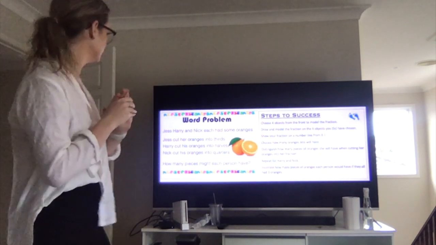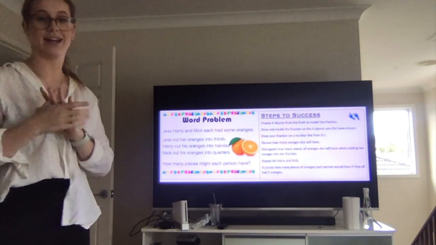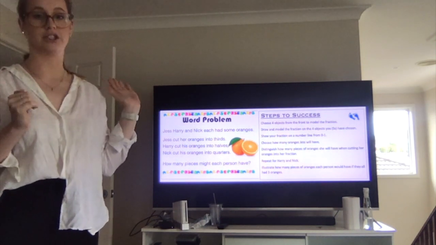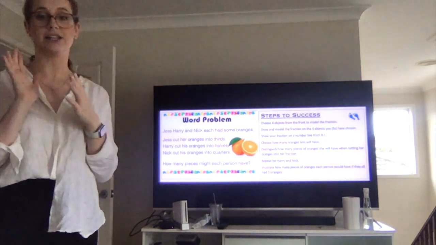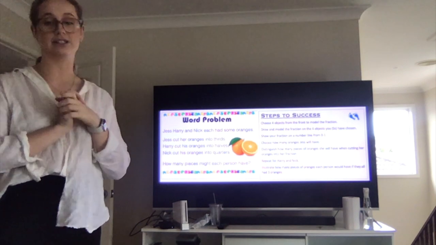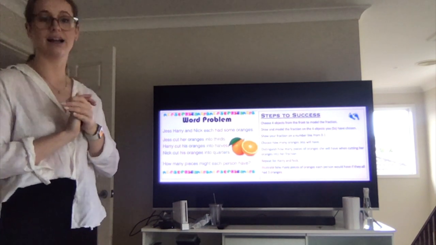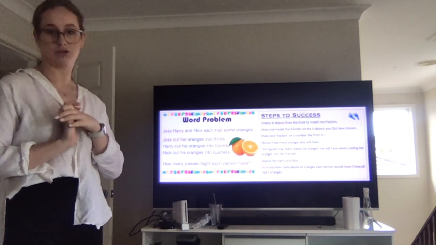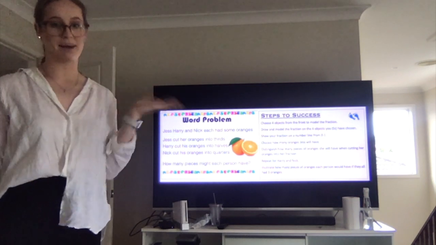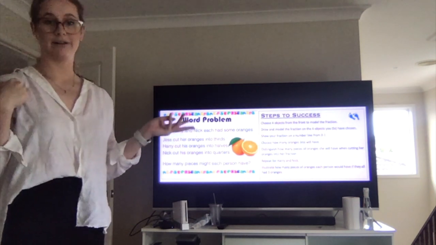So it says here, Jess, Harry and Nick each have some oranges. Jess cut her oranges into thirds, Harry cut his oranges into halves, and Nick cut his oranges into quarters. How many pieces might each person have?